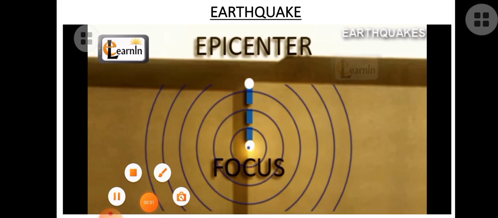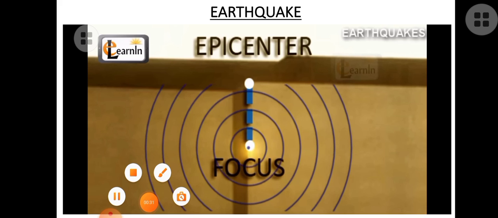So what is an earthquake? It is a sudden movement of a portion of the earth's crust which produces shaking or trembling. It happens very suddenly, of the portion of the earth's crust, which produces heavy shaking or trembling. Trembling means shaking only. Shaking is otherwise called trembling. This is called an earthquake.